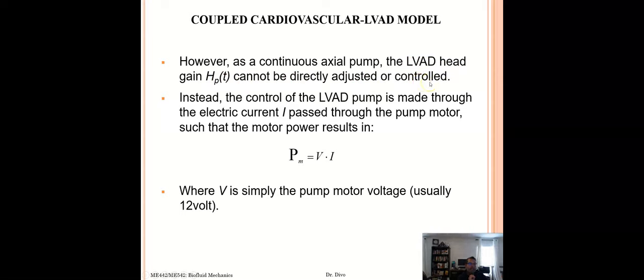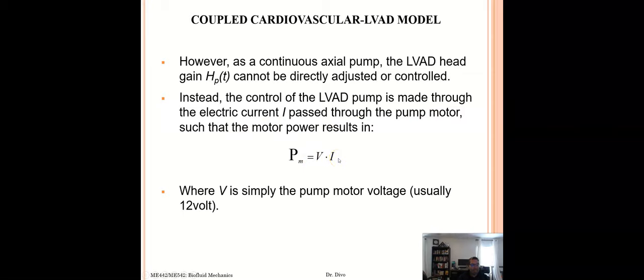We cannot set the dial and say, okay, adjust to 20 millimeters of mercury, or 30, or 40. What we can do is basically adjust the amount of current that we supply to the motor that drives this pump. So instead, the control of the LVAD pump is made through the electric current I passed through the pump motor, such that the motor power results in the following.